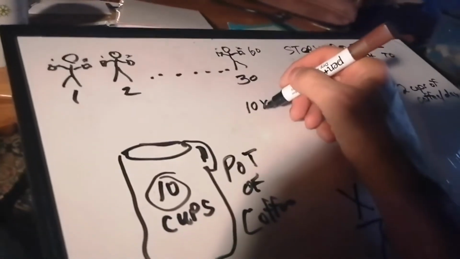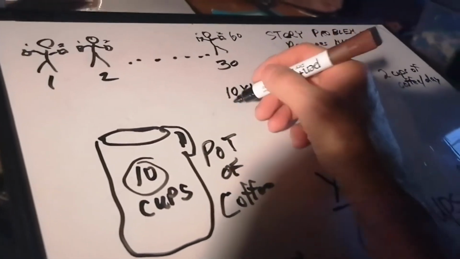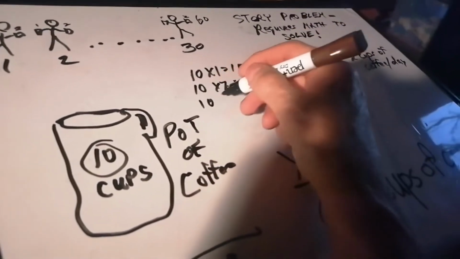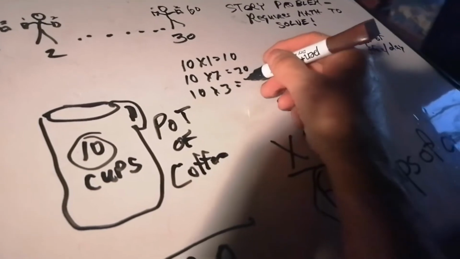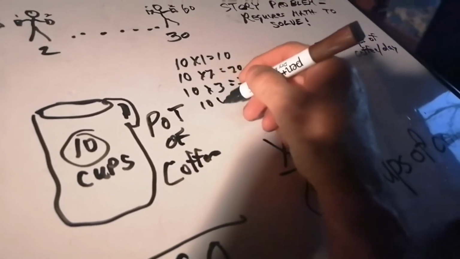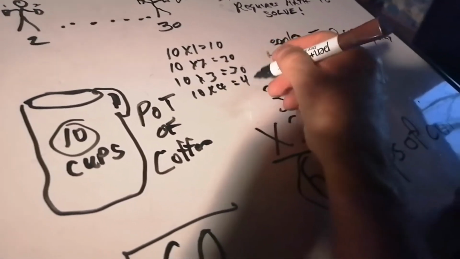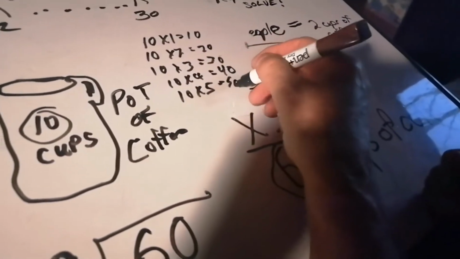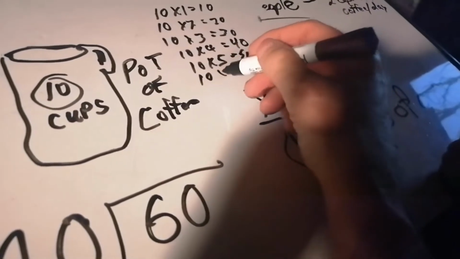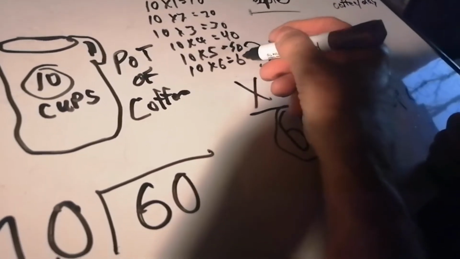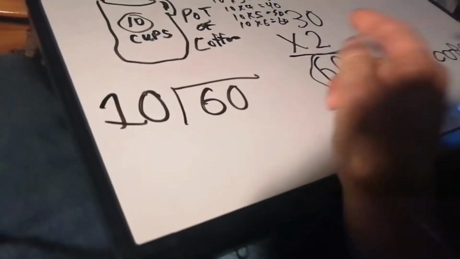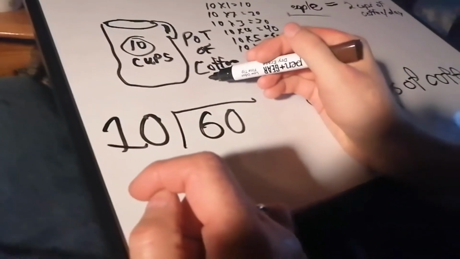10 times 1 equals 10. 10 times 2 is 20. 10 times 3 is 30. 10 times 4 is 40. 10 times 5 is 50. 10 times 6 is 60. So 10 into 60 goes how many times? 6. There you go.